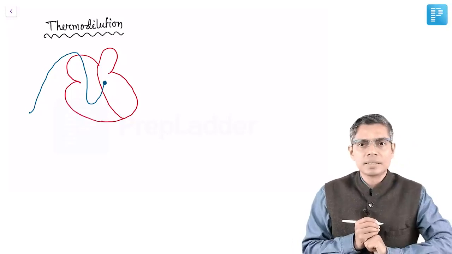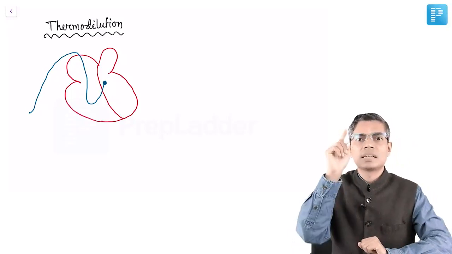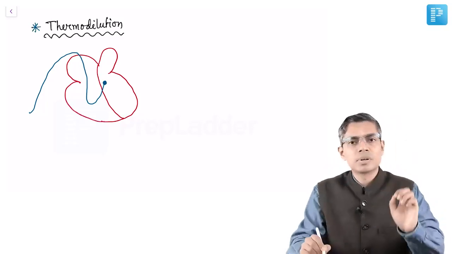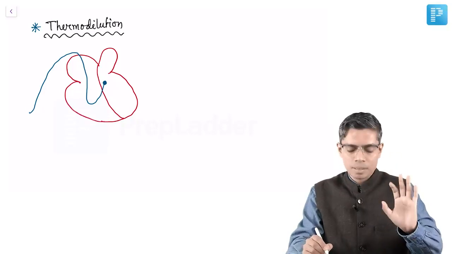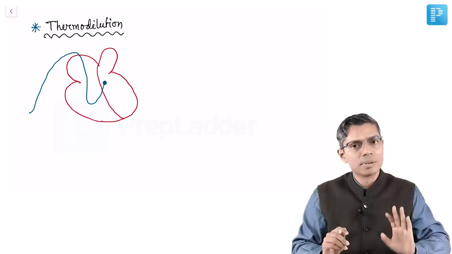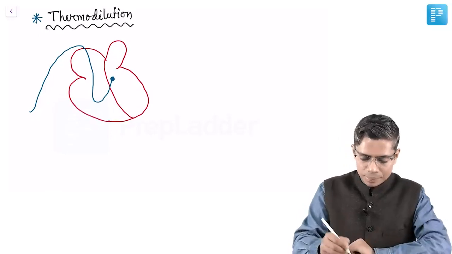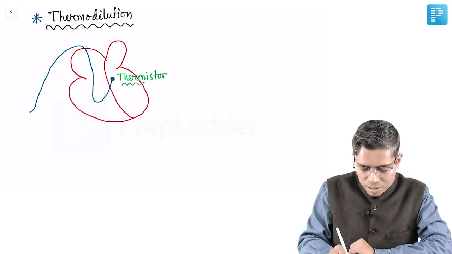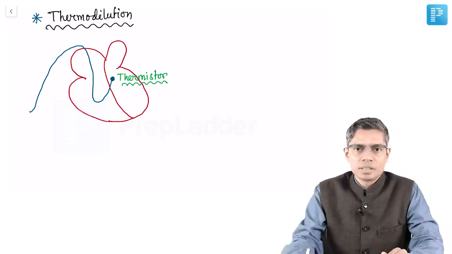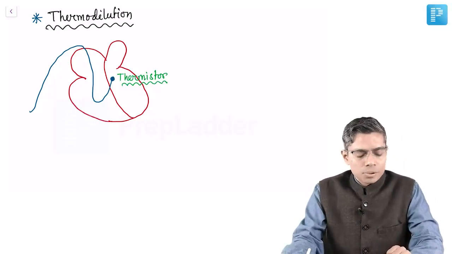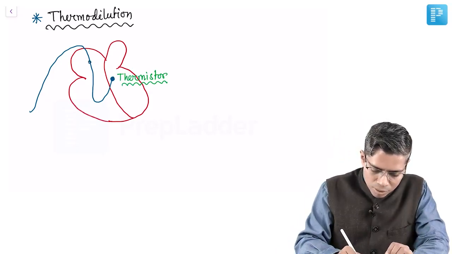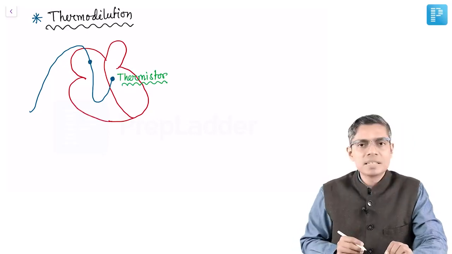This is the tip of the catheter, placed at the level of the pulmonary artery. That's why I told you that the thermodilution method is also known as the pulmonary artery catheter method, because the tip of the catheter is located at the level of the pulmonary artery. What is this tip doing? This tip contains a thermistor. This is a probe which can measure the change of temperature. The thermistor tip is placed at the level of the pulmonary artery, and this catheter also contains one opening at the level of the right atrium.